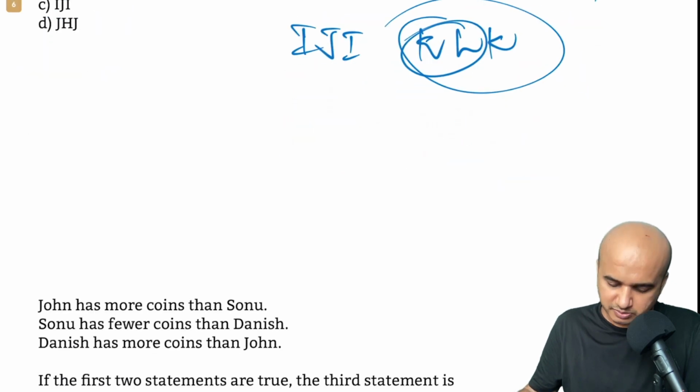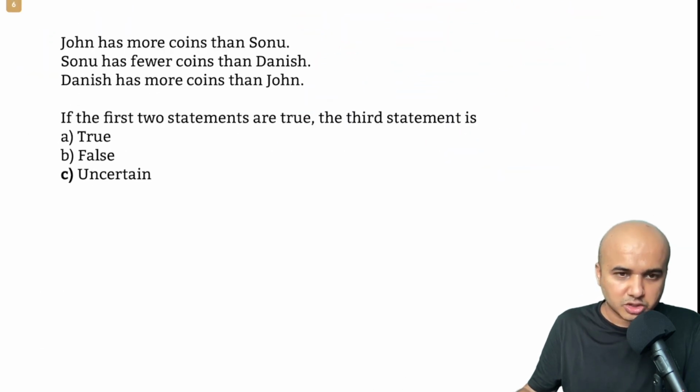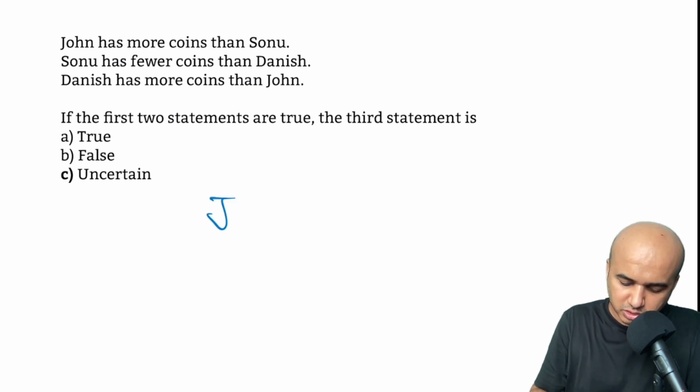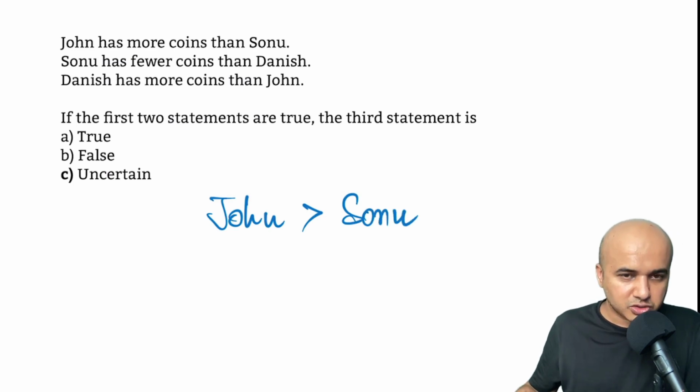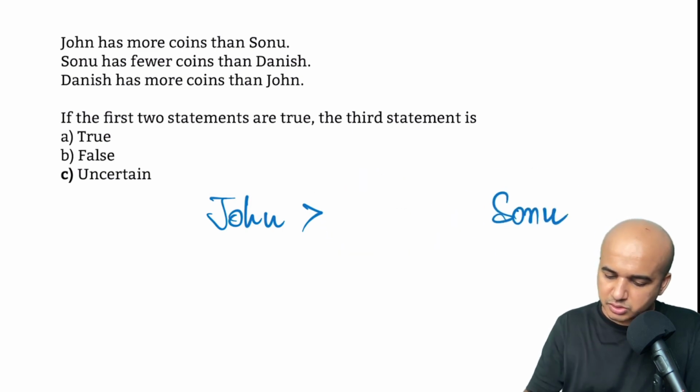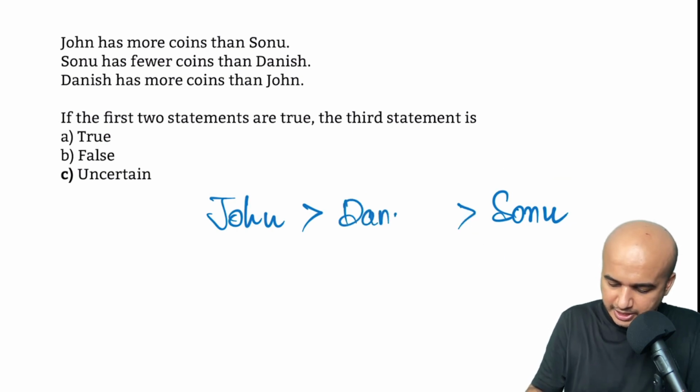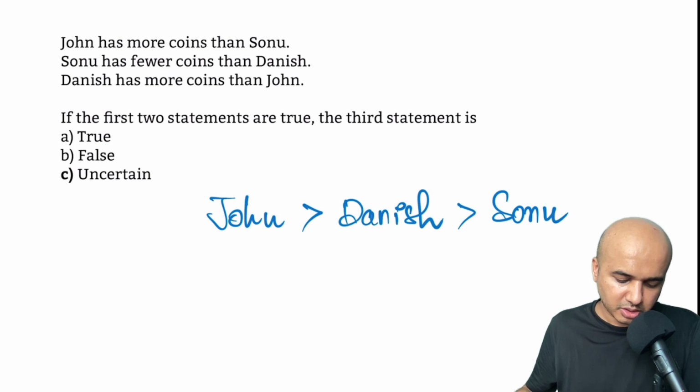Okay, next. John has more coins than Sonu. Sonu has fewer coins than Danish. Let me just place Sonu somewhere else. Sonu has fewer coins than Danish. Danish has more coins than John.